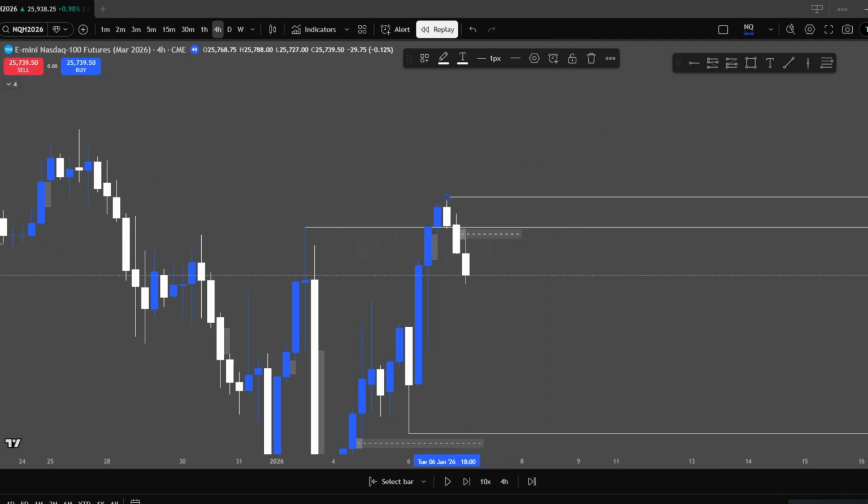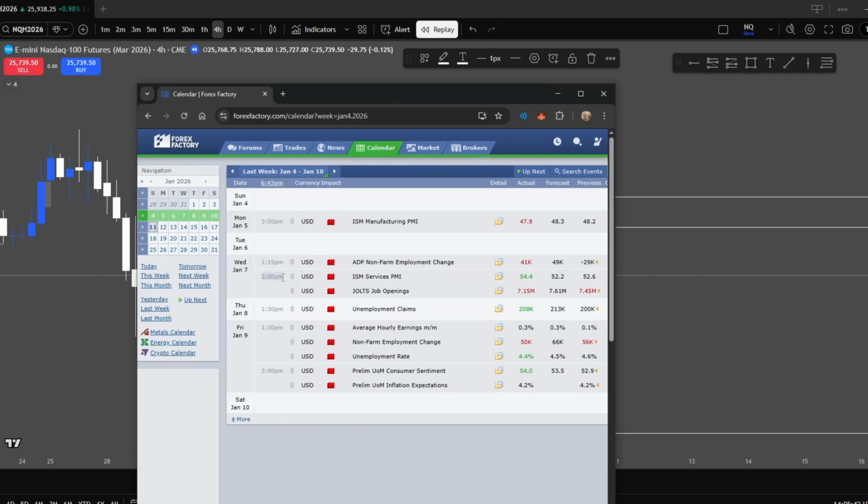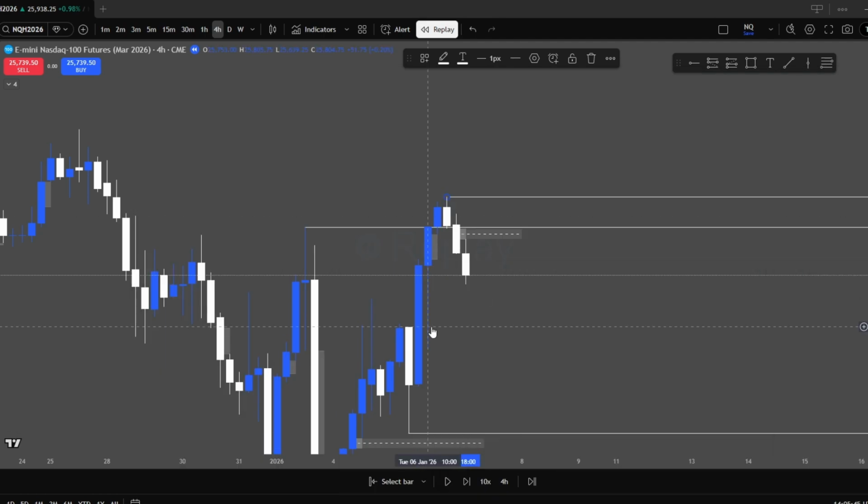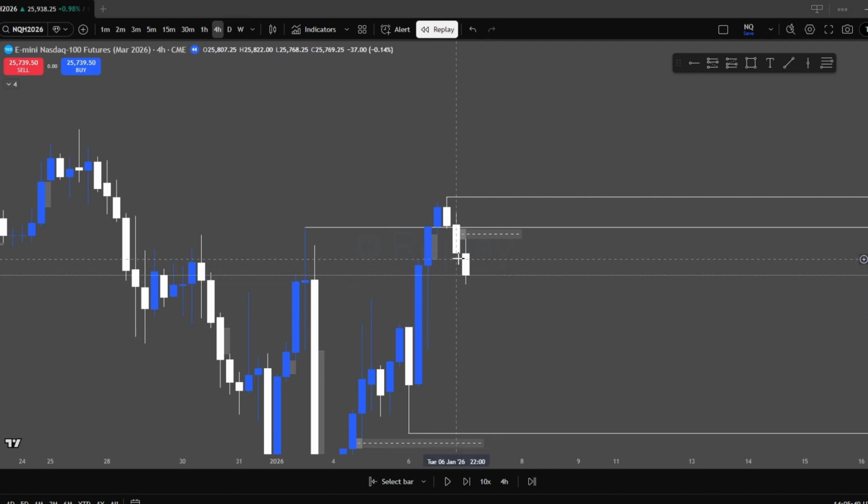So since we have news at 10 a.m. right here, in situations like this where my bias isn't fully clear and we have news at 10 a.m., I would wait for this next 4-hour candle to close, so I have a bit more of an idea on direction.